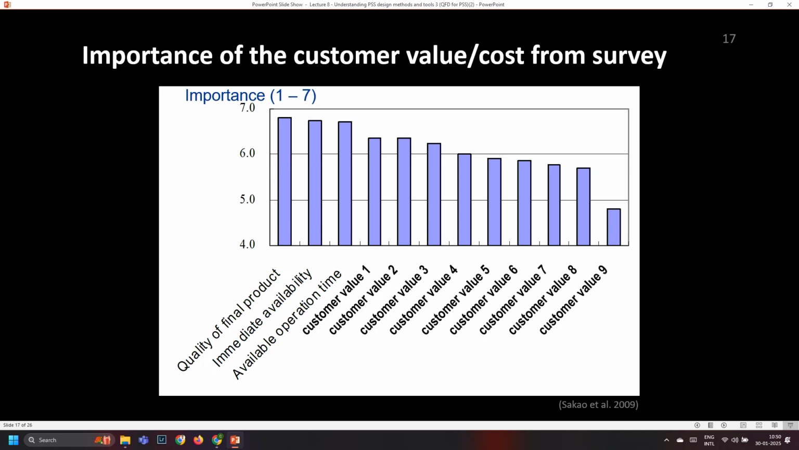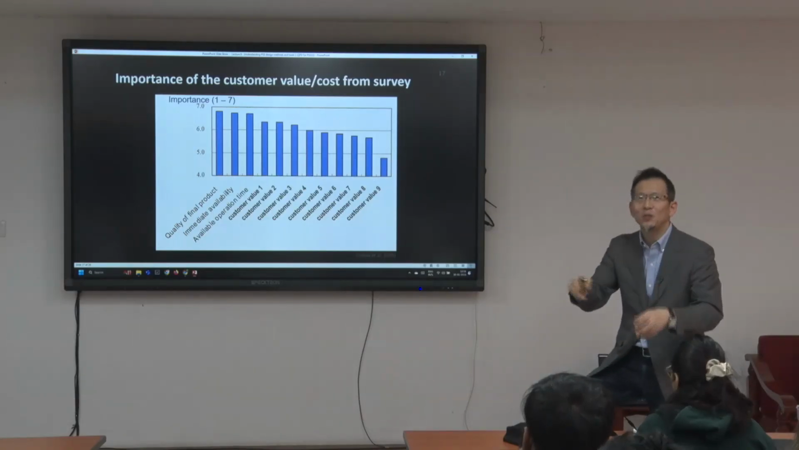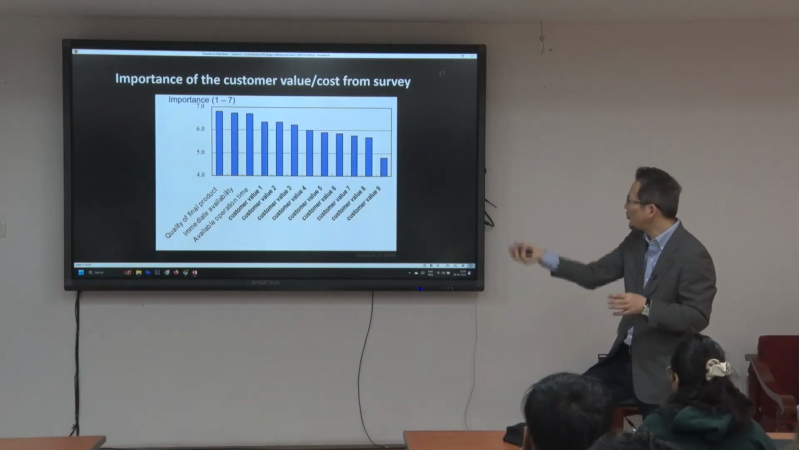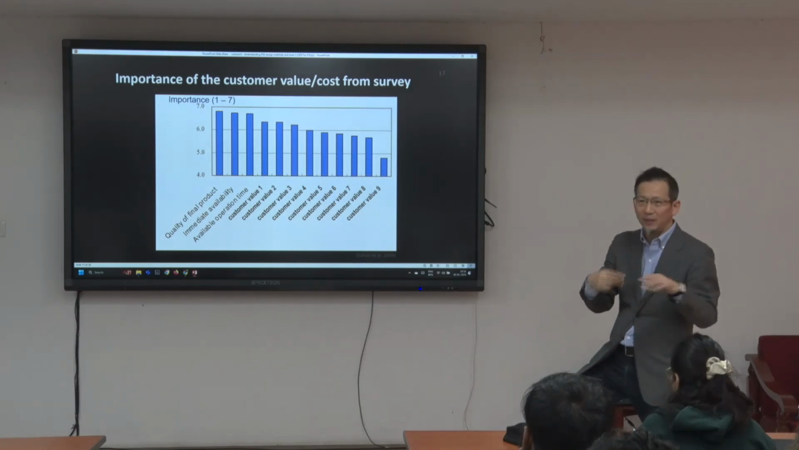And then we did a survey using those 12 customer values. We asked the customers to rate between 1 and 7 for each customer value. And the result looks like this. So the most important customer value was quality of the final product. Final product means the product produced by the investment machine. So not the investment machine itself, but the outcome of the product produced by the focal company.